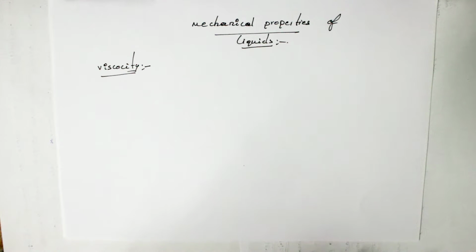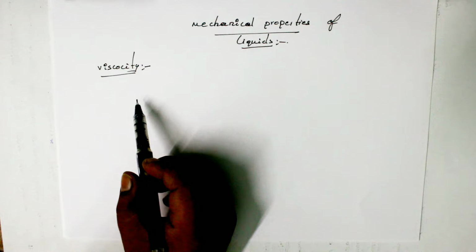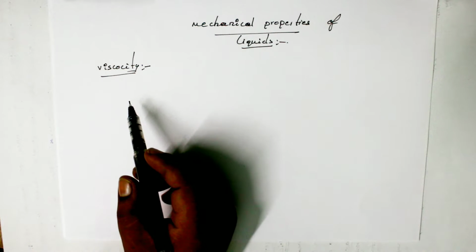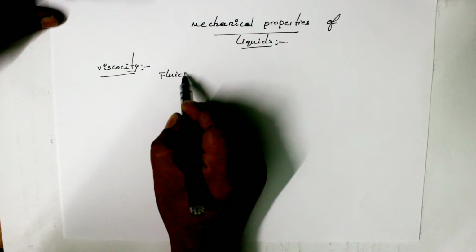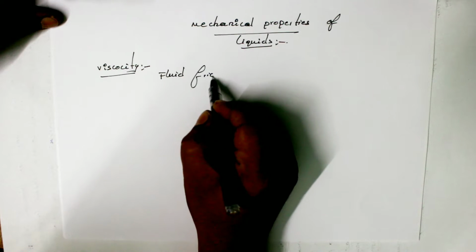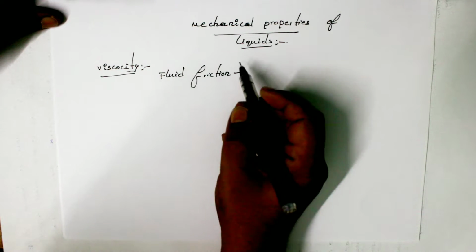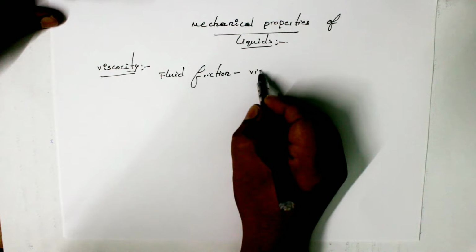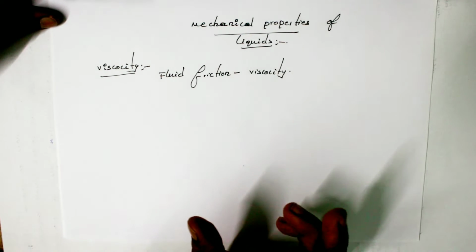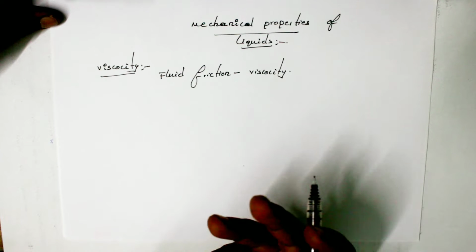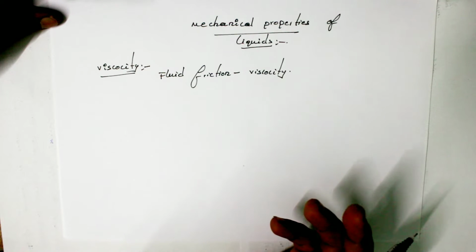In this we will study viscosity and surface tension. So first we are studying about viscosity. Fluid friction is basically what is called as viscosity. The friction existing in the case of fluids, that we call it as viscosity.